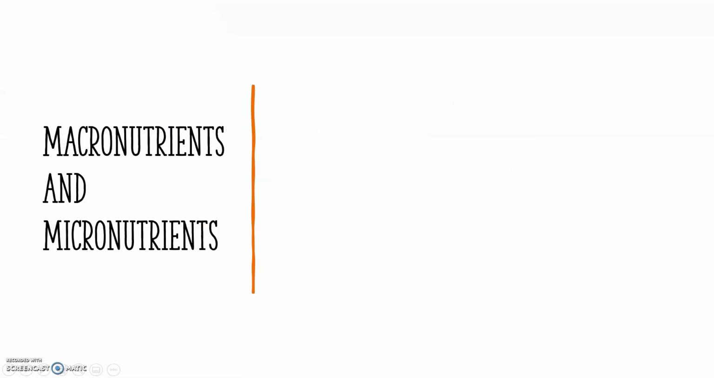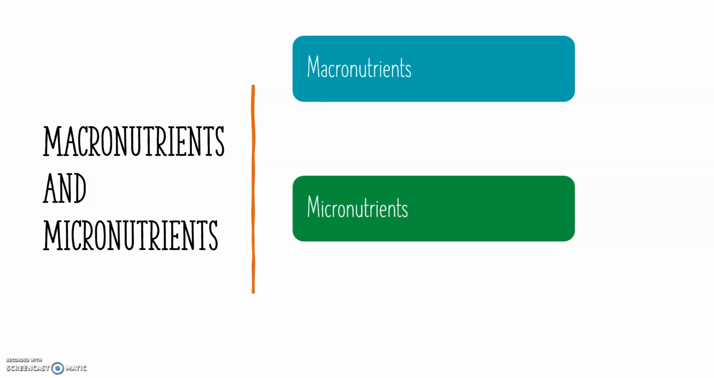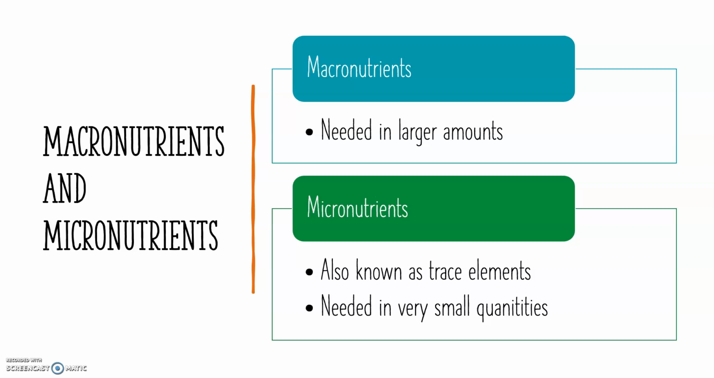Essential elements are broken down into macronutrients and micronutrients. Macronutrients are needed in larger amounts than micronutrients. Micronutrients are also known as trace elements and are needed in very small amounts.